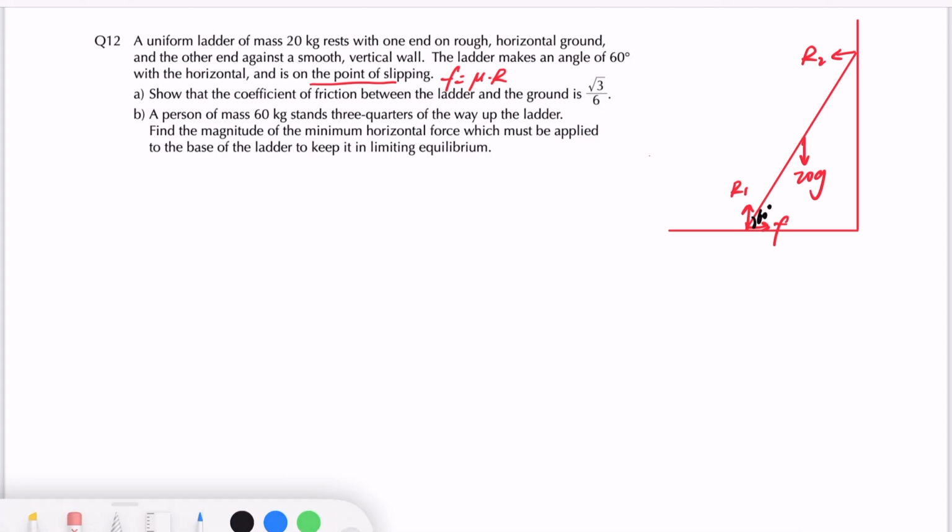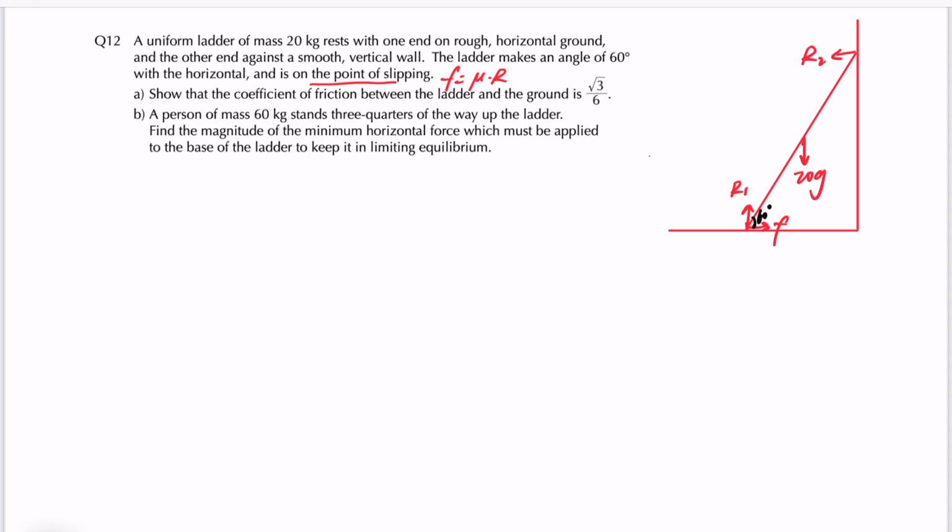Let's move on. For part A, it says, show that the coefficient of friction between the ladder and the ground is square root 3 over 6. In order to figure out the coefficient of friction, we need to do different steps. One of the steps involves all of the forces, because the uniform ladder is on the point of slipping, which means it's not moving yet. That means all of the forces cancel each other out, horizontally and vertically. Let's do that first, before we move into the moment.